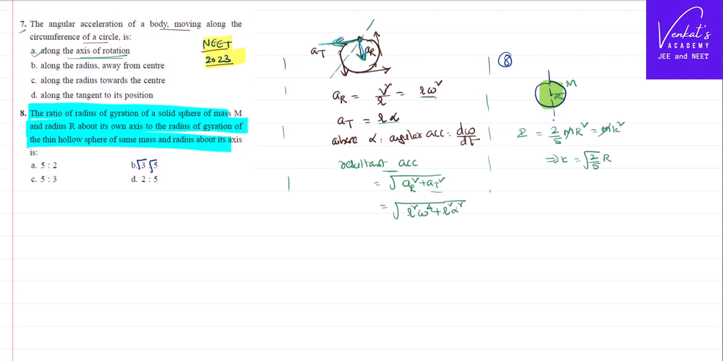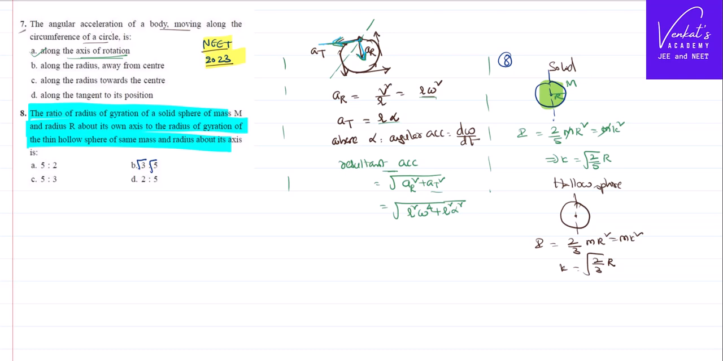And if you take a hollow sphere, this is a solid sphere. If you take a hollow sphere, inside it is empty, like a plastic ball. The moment of inertia of the hollow sphere naturally is 2 by 3 m r square, which can be equated to m k square. So k equals root 2 by 3 times r.